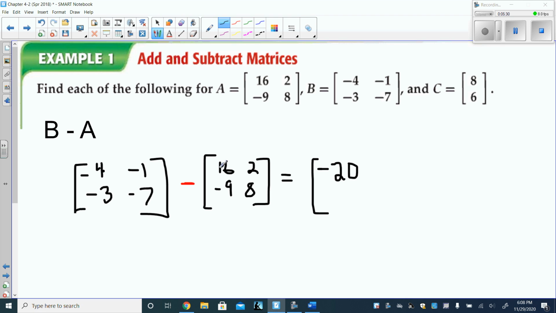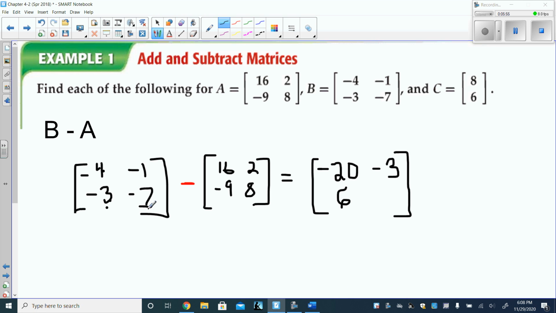Top. These are the same elements. Then our next one would be negative 1 minus 2, and negative 1 minus 2 would be negative 3. Then our next one would be negative 3 in the first matrices, so negative 3 minus negative 9. Well, the negative and negative would give us a positive, and negative 3 plus 9 would be 6.